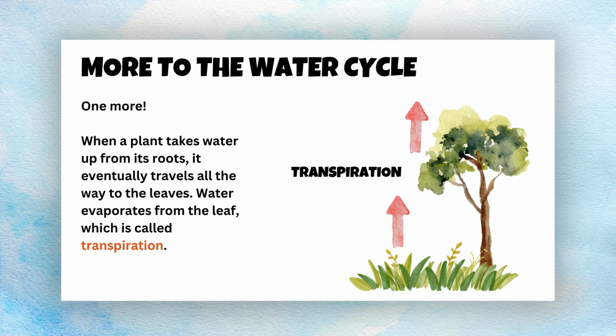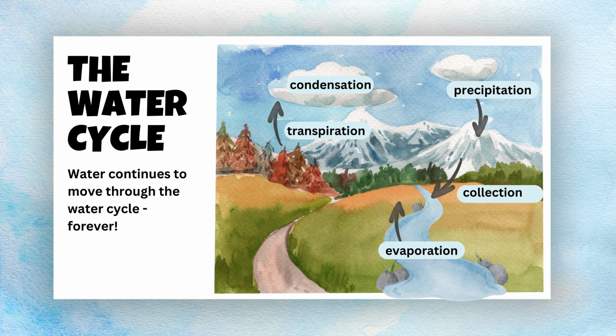One more thing about the water cycle. When a plant takes water up from its roots, it eventually travels all the way to the leaves. Water evaporates from the leaf, which is called transpiration. Water continues to move through the water cycle, forever.